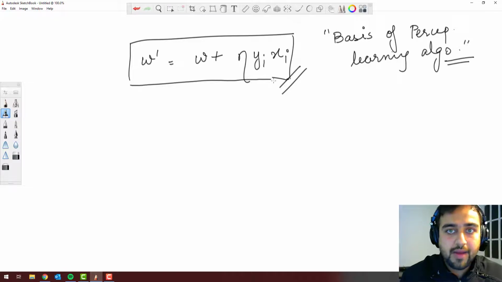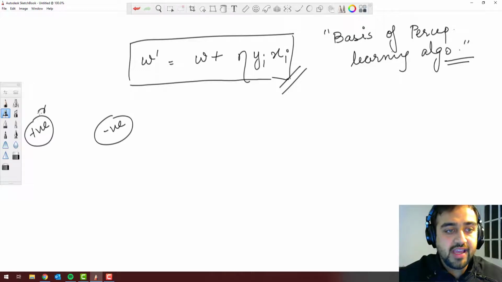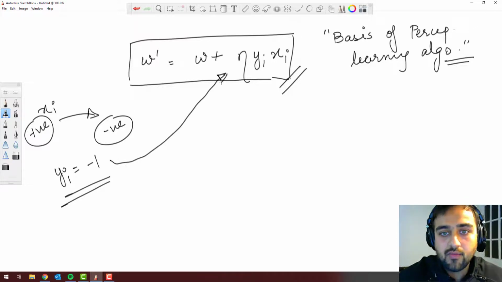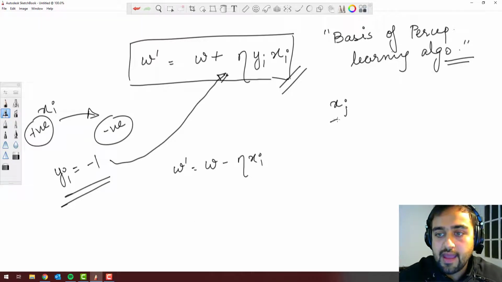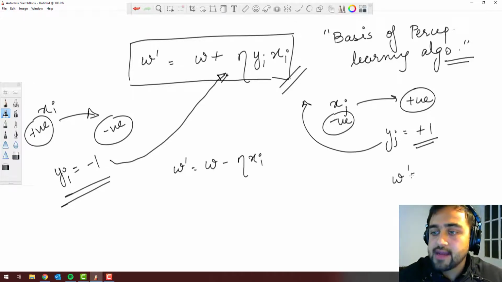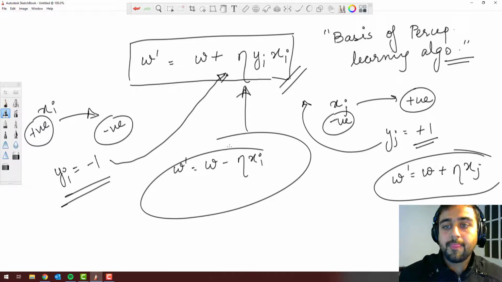Now, how did I combine both of those rules into this one single rule? That is simple. When we had a positive sample xj misclassified as a negative sample, that means we had yi equal to -1. If you place the value of yi back here, for this particular sample we would get w dash equal to w minus eta xi. Similarly, if we have a negative sample xj misclassified as a positive sample, that would mean our yj is equal to +1. Replacing this value of yj back here, we would get w dash as w plus eta xj. Hence, it does the work of both the equations.